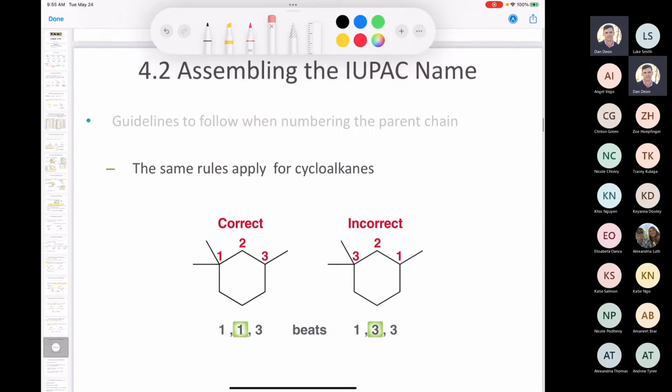And then all the same rules apply for cycloalkanes. You can see that the parent chain in this molecule has 6 carbons, 1, 2, 3, 4, 5, 6. But the reason why the numbering on the right is incorrect is because sure, you have a substituent at the first carbon, but then you've got 2 substituents at carbon 3. So the numbers would be 1, 3, and 3. Whereas on the left, it's correct because you have 1, 1, and 3, and you look for the first point of difference. A 1 beats a 3 that we have highlighted in green here. There we go.